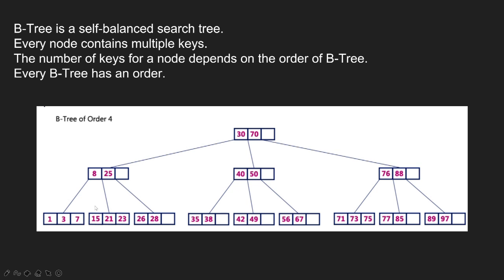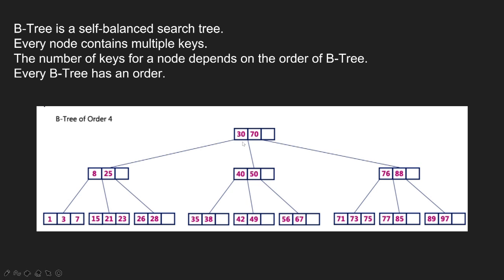We can see all the leaf nodes are at the same level, and every node can have a maximum of 3 keys. So that's the difference with binary search tree. For binary search tree, one node has only 1 key. And the number of keys for a node depends on the order of B-tree. So let's see what's the order of B-tree.